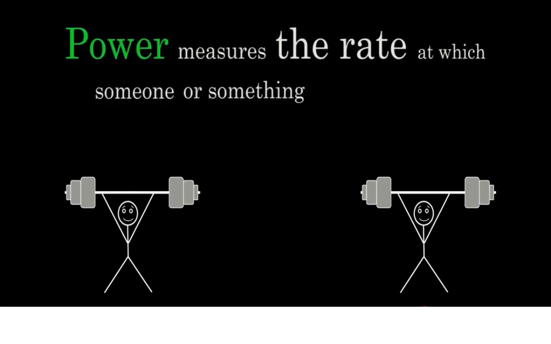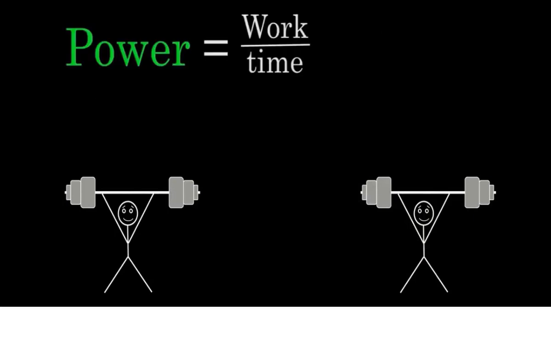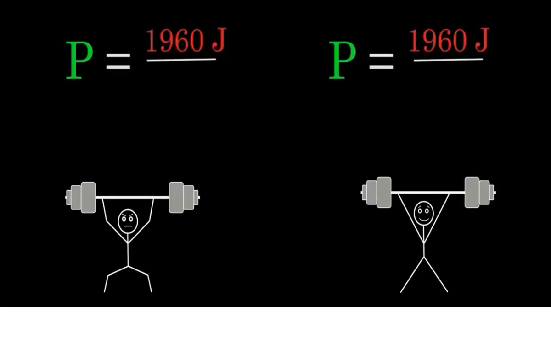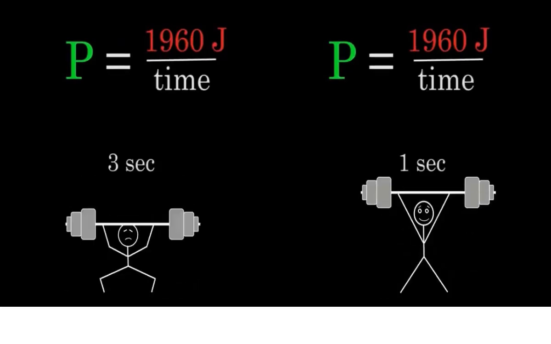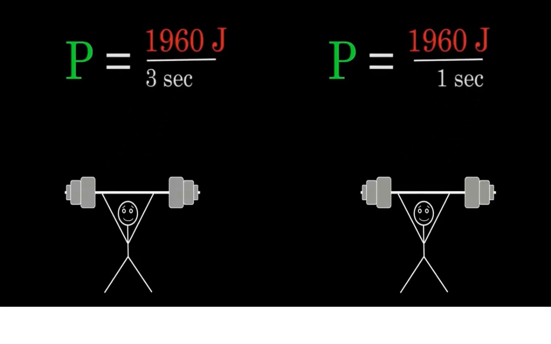If you want to calculate the power, then we know power equals work by time, and we have already calculated the value of work, which is 1960 joule for each weightlifter. And from the video we can see the first weightlifter takes 3 seconds to lift his weight, and the second weightlifter takes 1 second to lift his weight. If we put the value of time in the equation of power, then we will get the power.